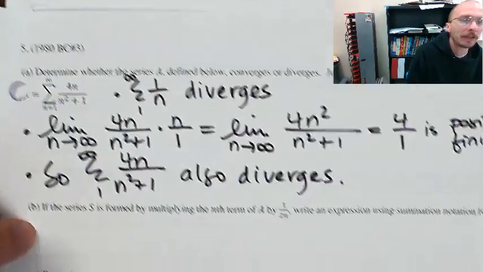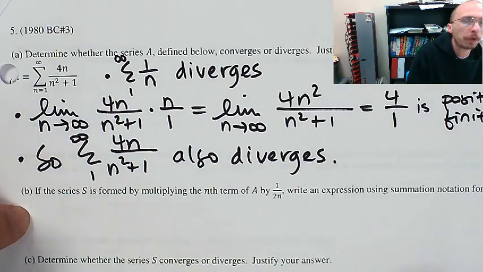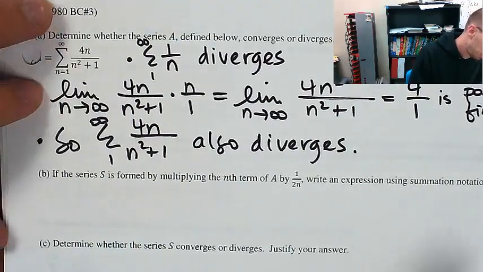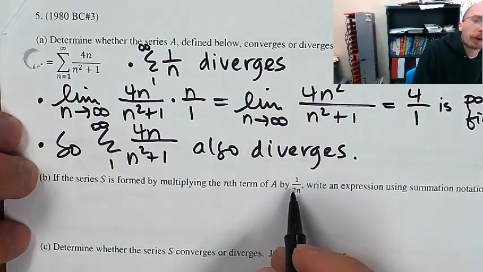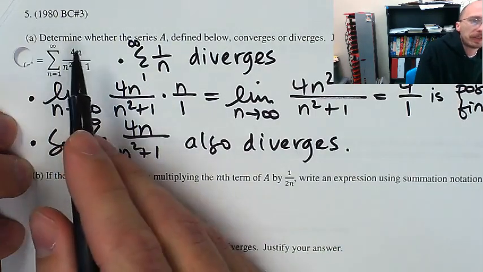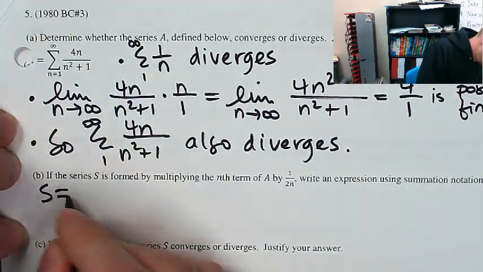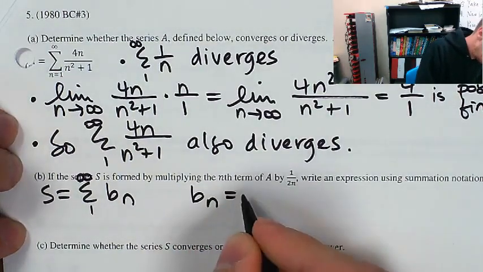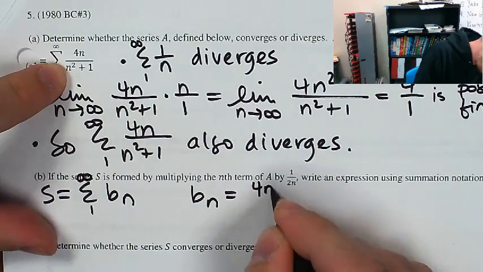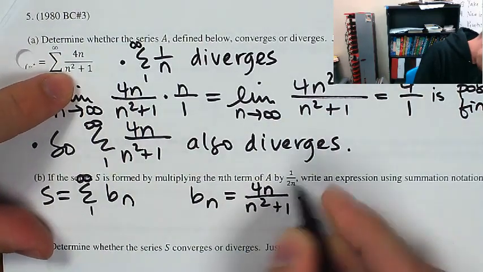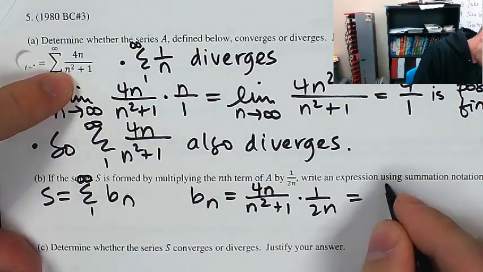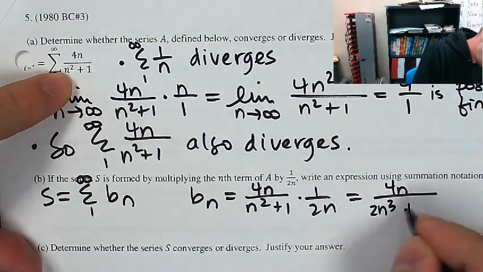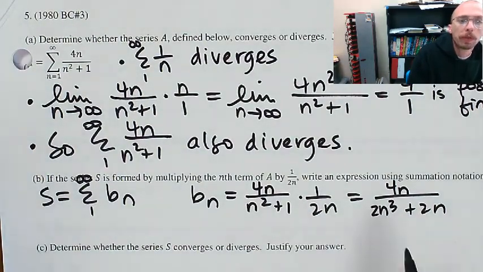Okay, if the series S is formed by multiplying the nth term of A by 1 over 2n, write an expression using summation notation for S. Okay, so basically the nth term, maybe I'll say these things are a_n, and S equals the sum of b_n. Okay, b_n is equal to this nth term of A multiplied by 1 over 2n, which is going to be 4n divided by 2n cubed plus 2n.